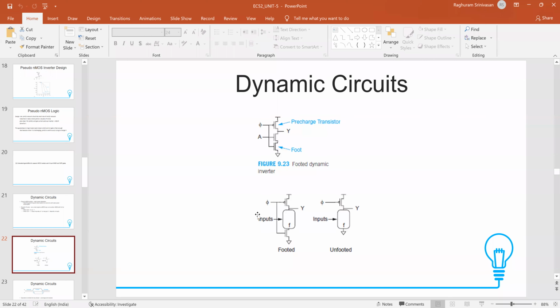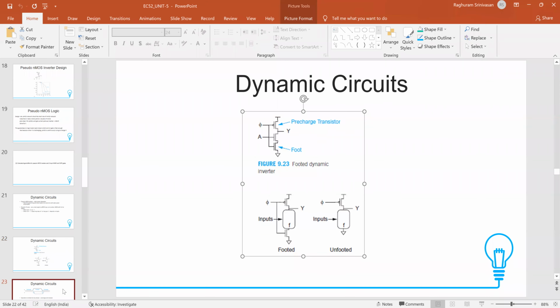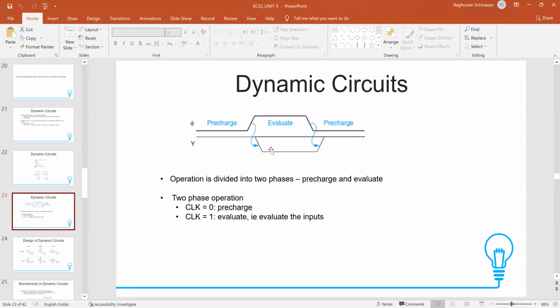And when that signal is low, that is when phi equal to 0, then irrespective of what the input values are, y is going to be at logic high because of the PMOS transistor connected to VDD on the other side. So the operation in this case, we go to the operation itself. The operation is a little bit more complex. It is divided into 2 stages based on the clock signal.